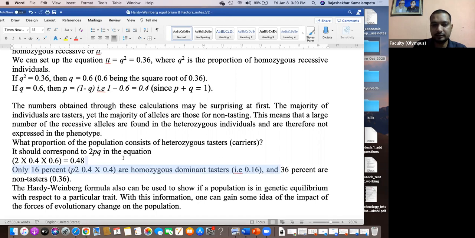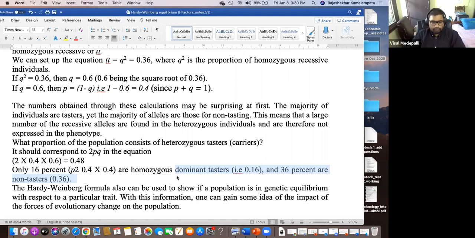36% are non-testers. What is the remaining value out of 100? How many are we left with? 36 plus 16 is 52, right? So 52% is dominant testers and non-testers. The remaining 48% are carriers. This number is the carrier number, right?